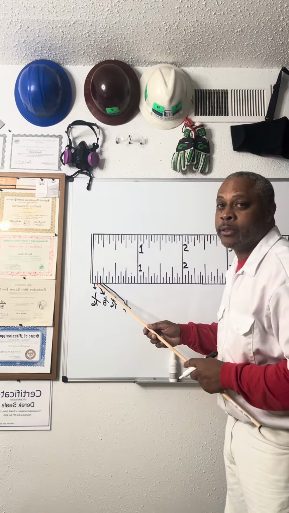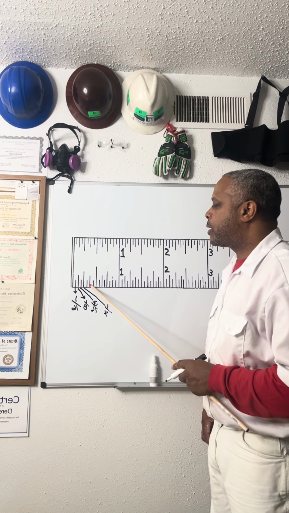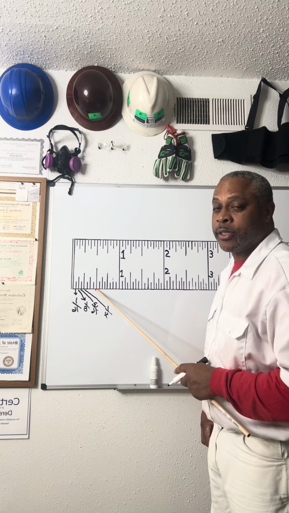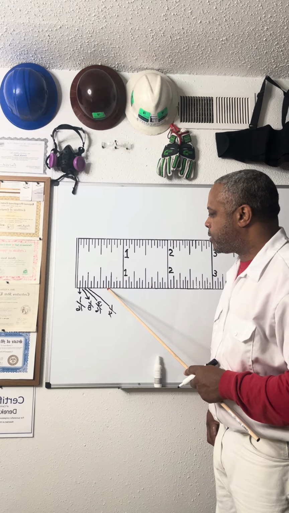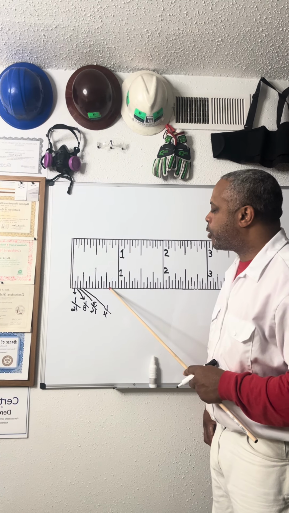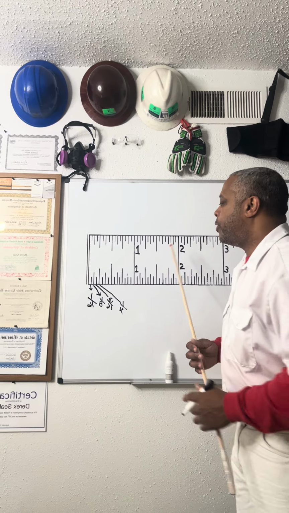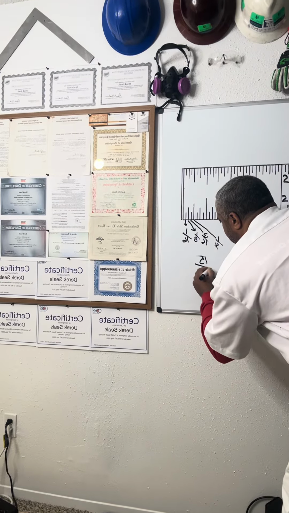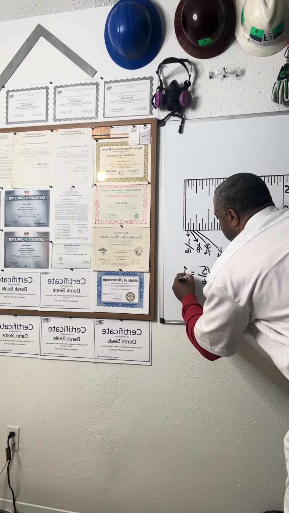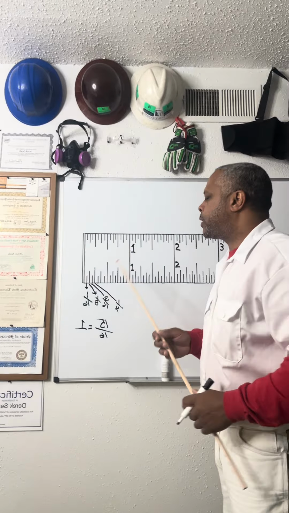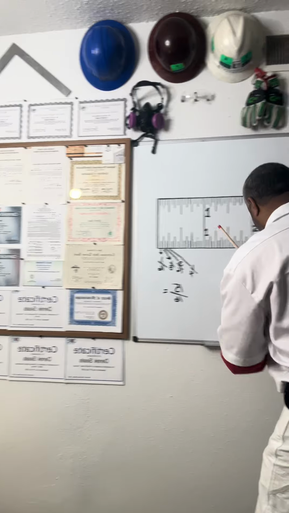1/16, 2/16, 3/16, 4/16, 5/16, 6/16, 7/16, 8/16, 9/16, 10/16, 11/16, 12/16, 13/16, 14/16, 15/16. 15/16 is close to 1 inch, but let me say it is not 1 inch. It's a 16th away from 1 inch.